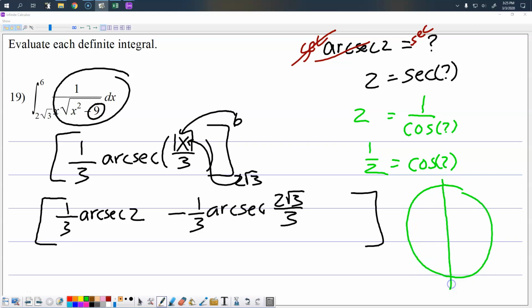Remember, cosine is the x value. And when we're dealing with cosecant and secant, we are concerning ourselves with only the top half of the circle. Okay? So where does x equal 1/2? Well, that would be right here, and that's an angle of pi over 3. So that's our missing number there, and therefore up here, arc secant of 2 is pi over 3.